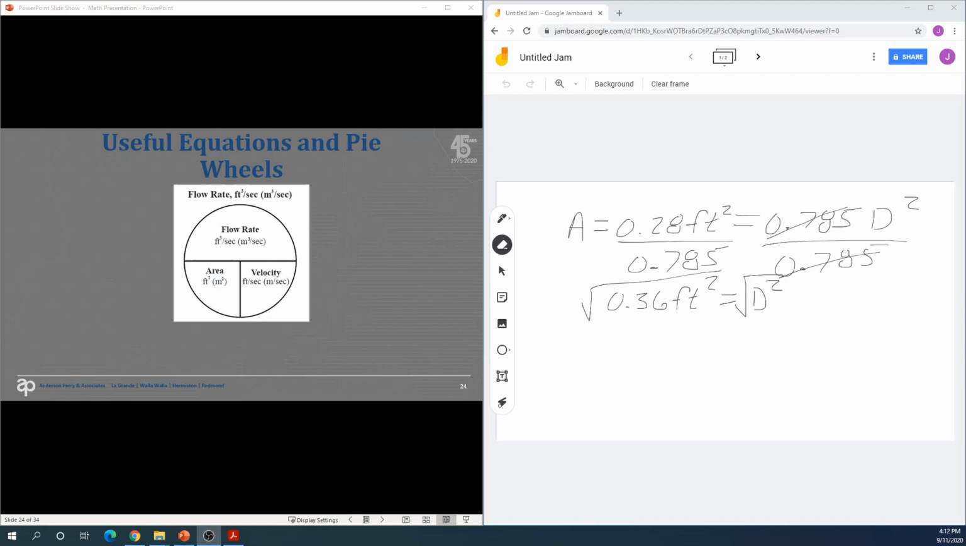And we get 0.6 feet is equal to our diameter. So when we take the square root of something squared, we just get the unit. So feet squared times the square root of feet squared is going to be feet. Square root of d squared is going to be d.